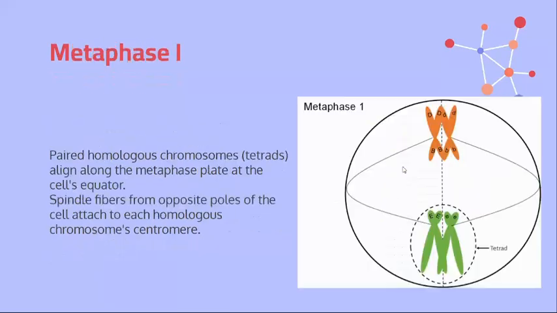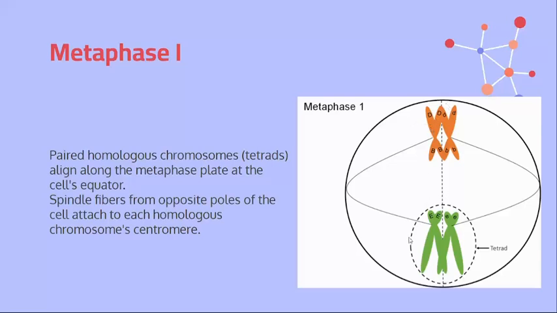So we're going to go into metaphase 1. And keep in mind, there's a number here. So this is basically the same thing as mitosis. However, now you have all of these tetrads sitting here. So the paired tetrads will align themselves along the cell's equator.